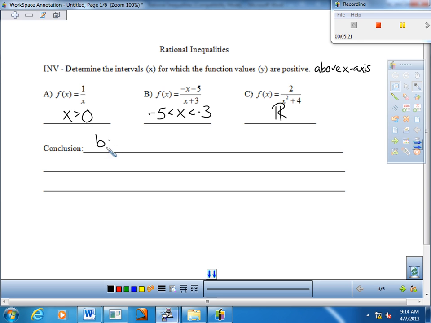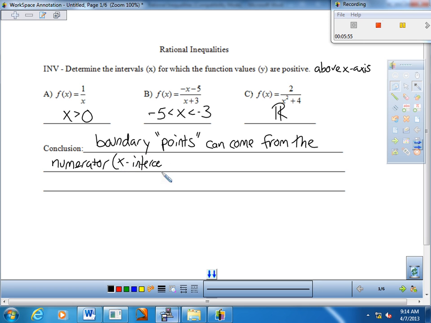So it's all based on the idea of boundary points. On the polynomials, it was just the x-intercepts. In this case, and again, I'm going to put this in quotes here because it's not perfectly going to be aligned, the boundary points, so to speak, that we saw yesterday can come, they don't definitively come, but they can come from the numerator. And if you remember, the numerator in a rational function is what produces the x-intercepts. So potentially, we're going to see the boundary points come from the numerator.